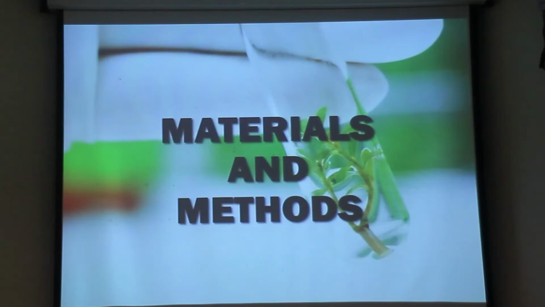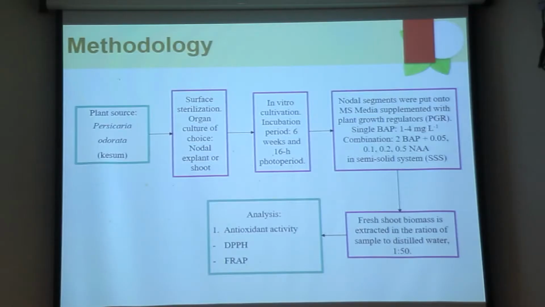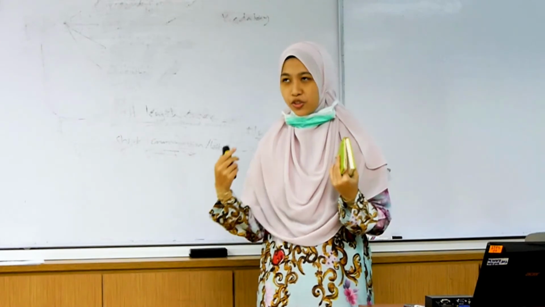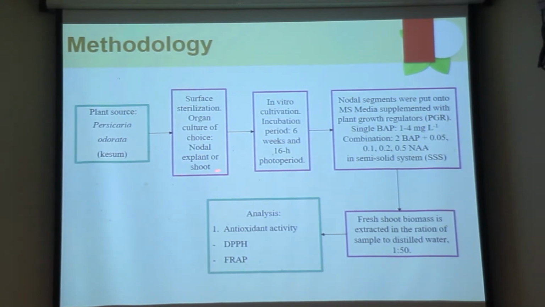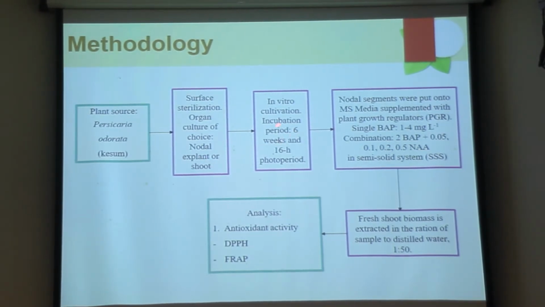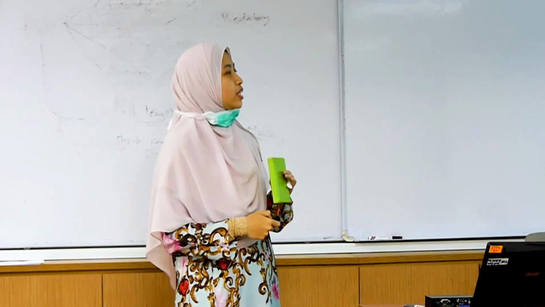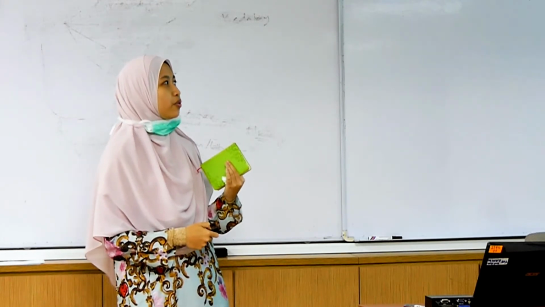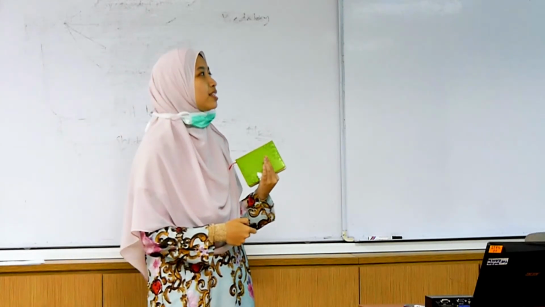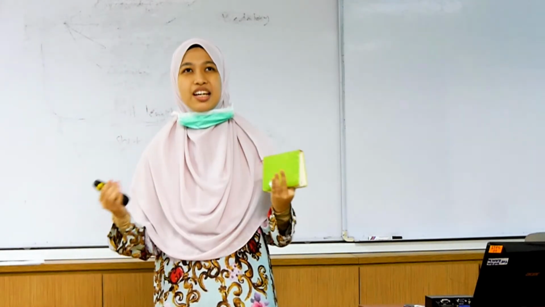So this is the overview of the methodology. This is the wild type of kesum. In order to introduce kesum in vitro, surface sterilization needs to be done. In this experiment, organ cultures used are the explant and shoot. The incubation period before PGR can be introduced is 6 weeks with a 16-hour photoperiod. What is a 16-hour photoperiod? It is when the culture is exposed to light for 16 hours and to dark conditions for another 8 hours.